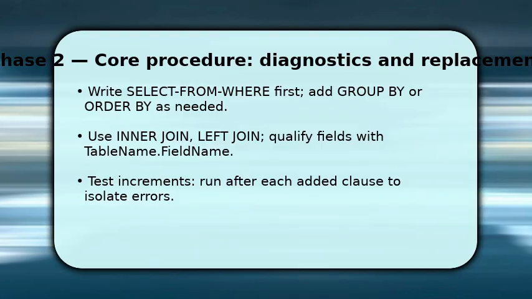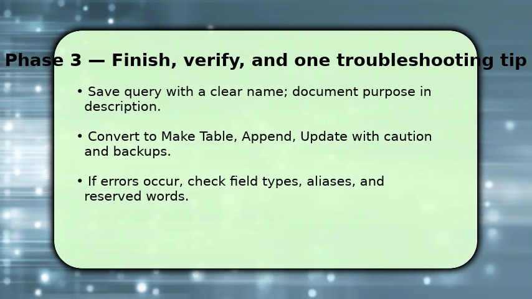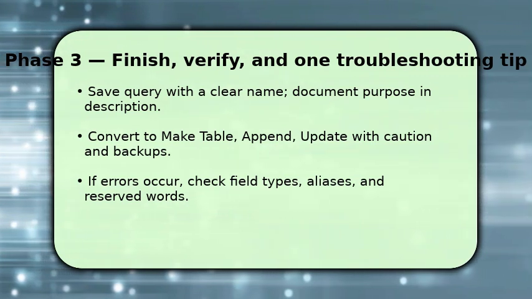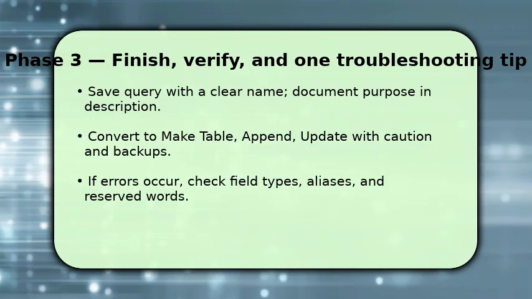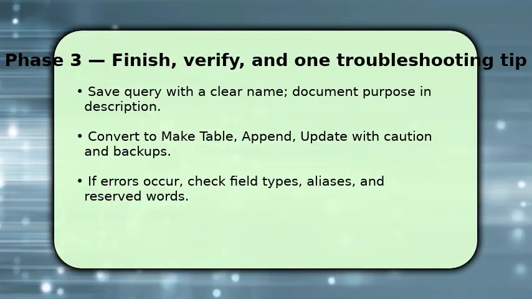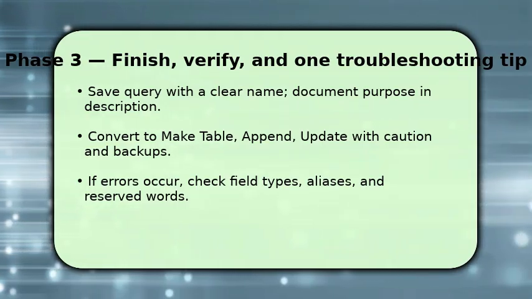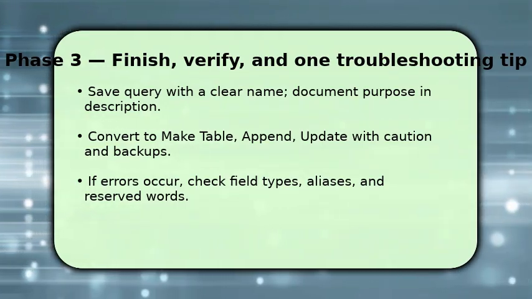You're finishing. Save the SQL query with a descriptive name and test on a copy of data. If you need persistent results, switch the query to make table or append, remember backups. Optimize with indexes on join keys for performance. If Access throws errors, check for mismatched field types, missing table aliases, or reserved words like date. Rename fields or wrap names in square brackets.